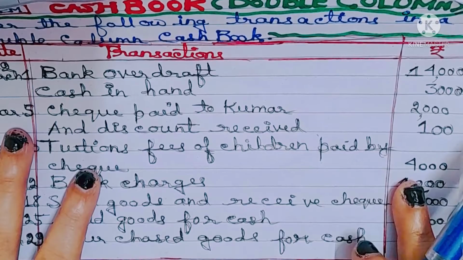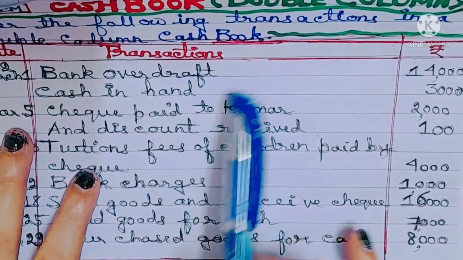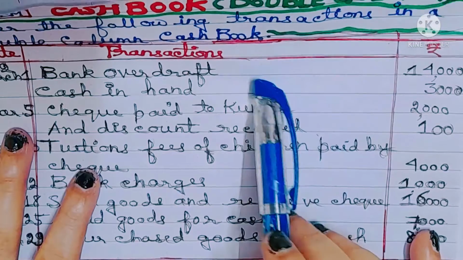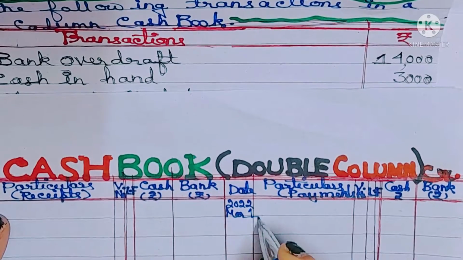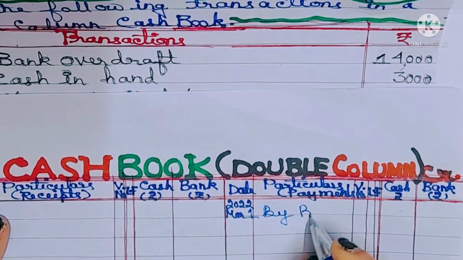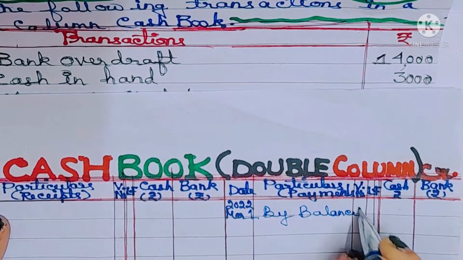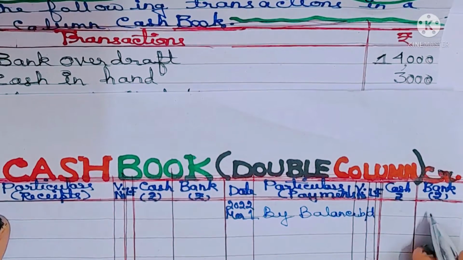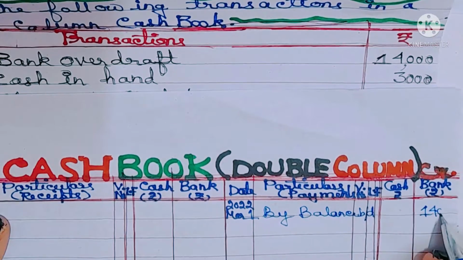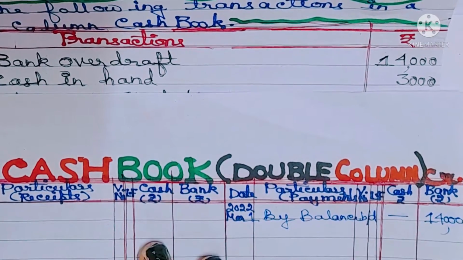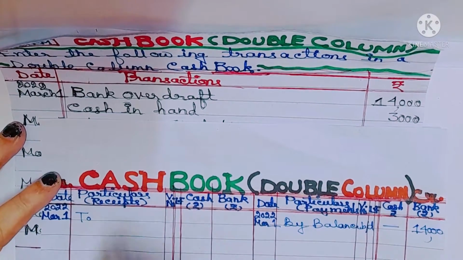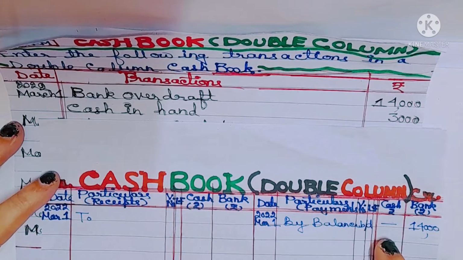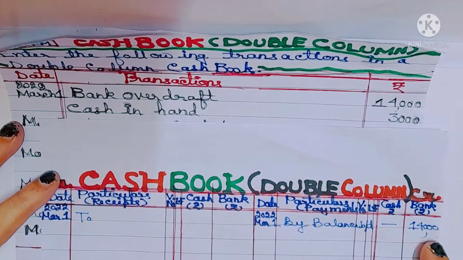Okay, so now let's write to balance BD 3,000 in the cash column and by balance BD 14,000 in the bank column. Okay, let's do it. On 1st March, by balance BD, how much? 14,000 in the bank column. Okay, and cash in hand 3,000. So we'll write on the debit side. It's written on the credit side, bank overdraft is a credit balance, and that is the reason 14,000 has been written in the credit column.